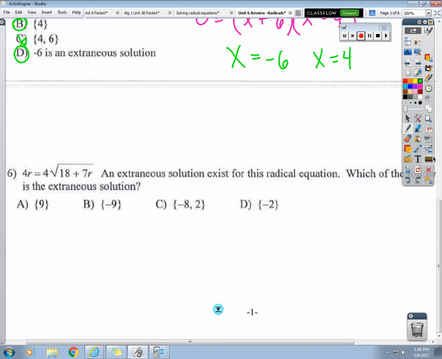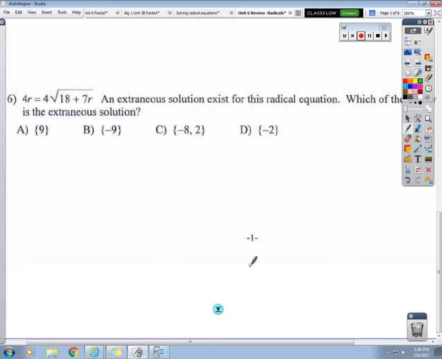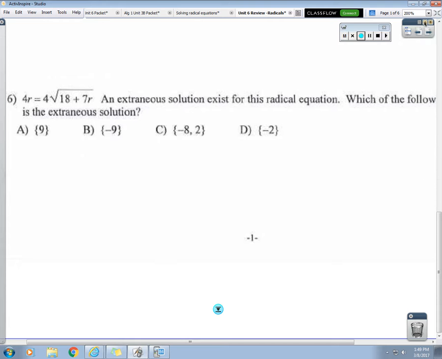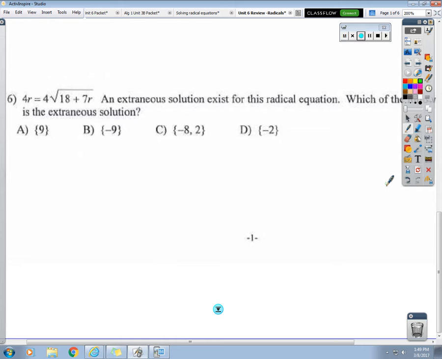Okay, number 6. 4r equals 4 times the square root of 18 plus 7r. An extraneous solution exists for this radical equation. Which of the following is the extraneous solution? So what do you think you got to do? Okay, first we got to solve it.